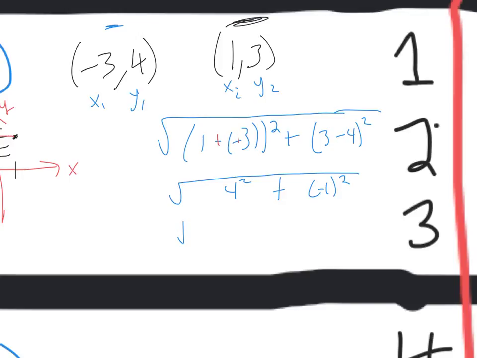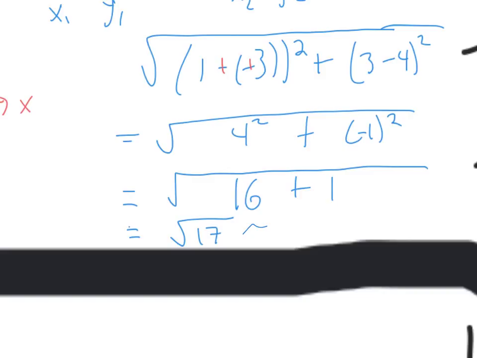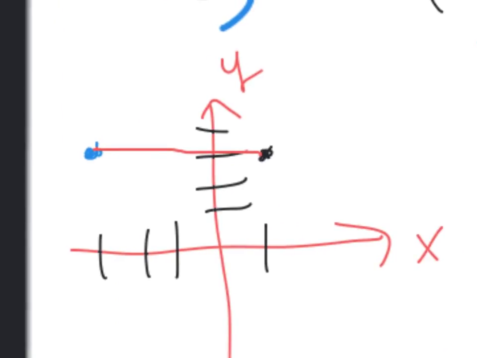All right. Let's simplify that down a little bit. You get 16 plus 1, and that simplifies down even further to the square root of just 17. And just like before, I don't know that off the top of my head, so I'm going to use a calculator to estimate. The square root of 17 is actually 4.1, approximately. Awesome. So that means this distance from the blue point to that black point is 4.1.